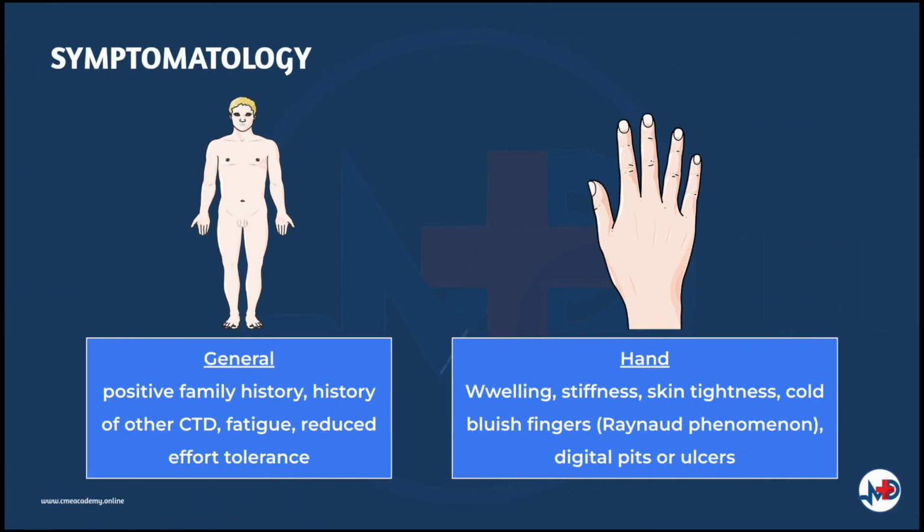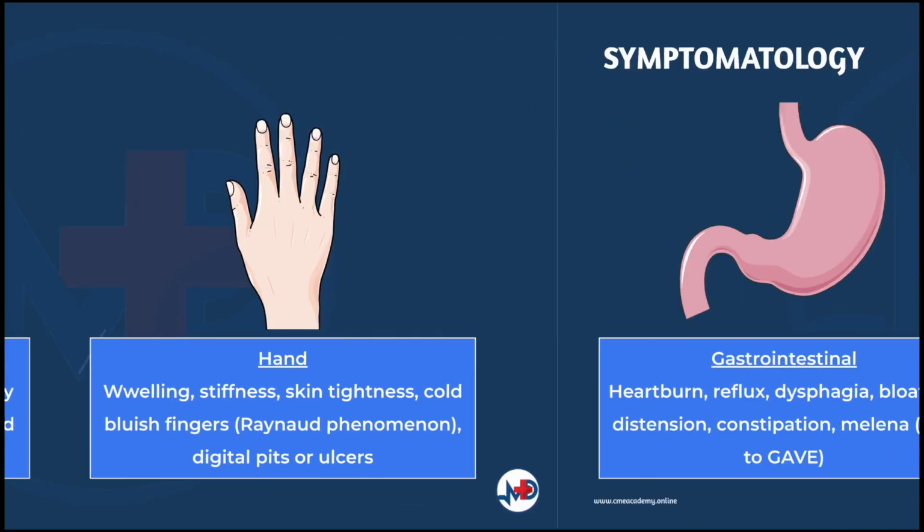Now let's discuss the clinical manifestations of scleroderma. In general, patients may have positive family history of other connective tissue disease, and complain of fatigue or reduced effort tolerance. A lot of patients will complain of hand symptoms such as swelling, stiffness, skin tightness, cold bluish fingers, which is seen in Raynaud's phenomenon, digital pits, or ulcers.